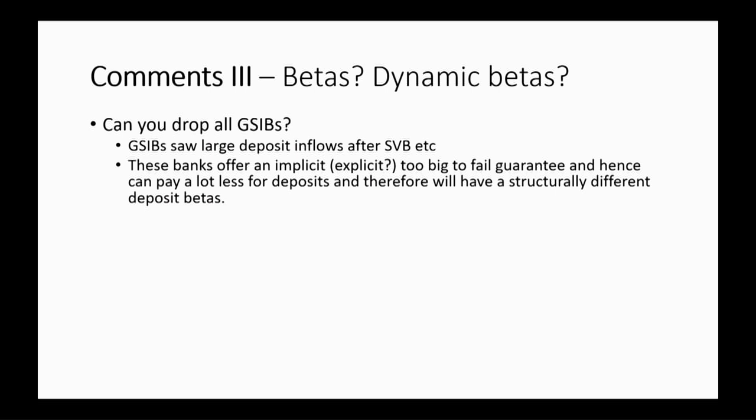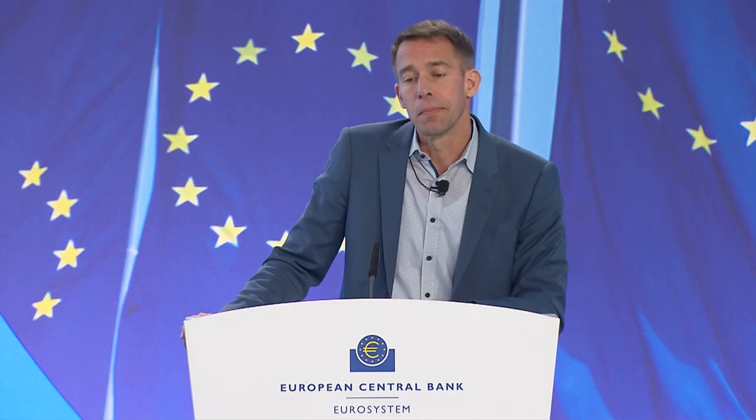So one thing that I would have done in the study, quite frankly, is I would drop all the G-SIBs because they are special. I mean, JP Morgan Chase doesn't pay anything for deposits, right? In fact, when SVB failed, they got all the deposits, right? So there's clearly something special about these banks that have explicit guarantees, and their funding structure will be very different, and perhaps that would not be helpful.